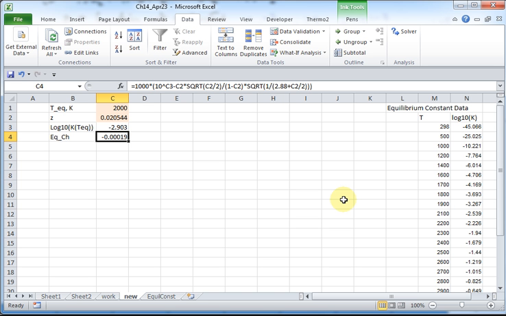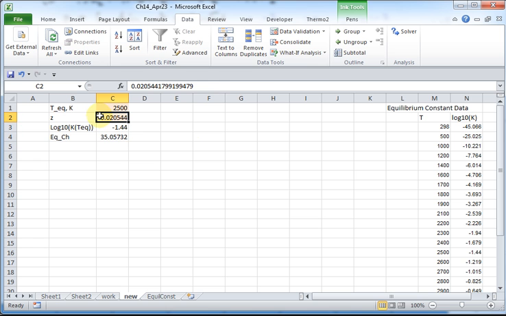It says, oh man, that's small. But what happens if I change this value to 2500? Now, if I'm going to resolve at 2500, do you think z is going to go up or down? Z is the extent of the dissociation, right? So it's going to go up.